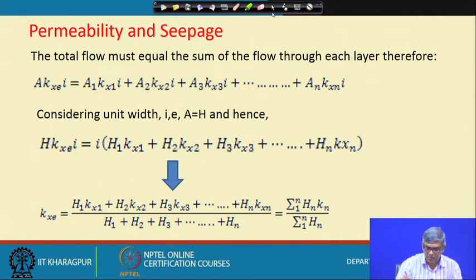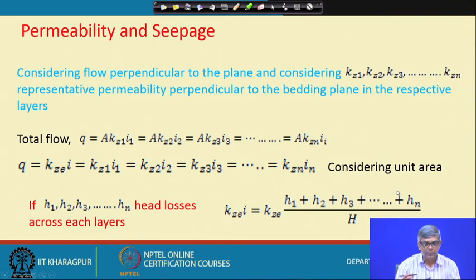Now, the other case is when the flow is taking place perpendicular to the bedding plane, with permeability values Kz1, Kz2, and so on in the respective layers. Kjd is not given; we have to find the equivalent permeability Kjd of the layered system. Compared to the previous case, what is the difference?